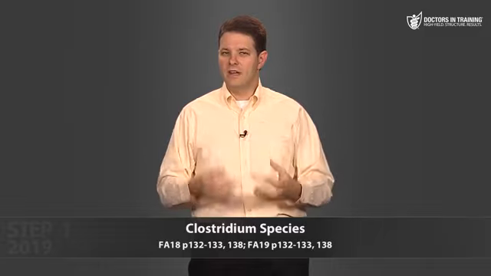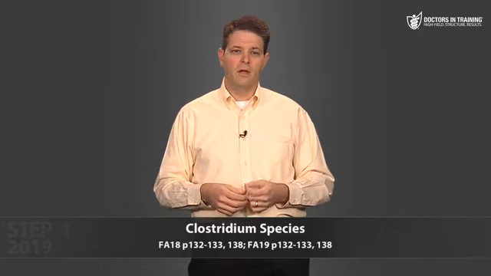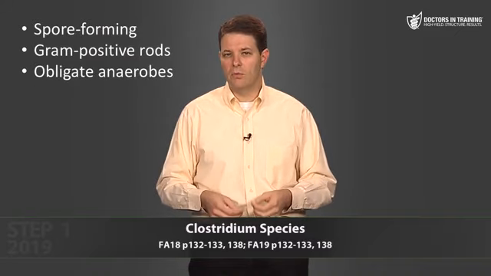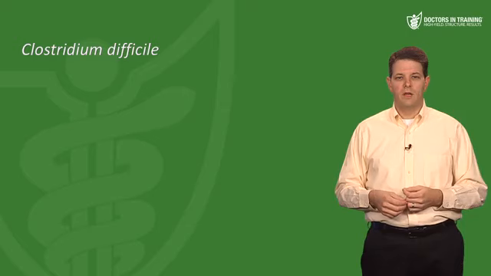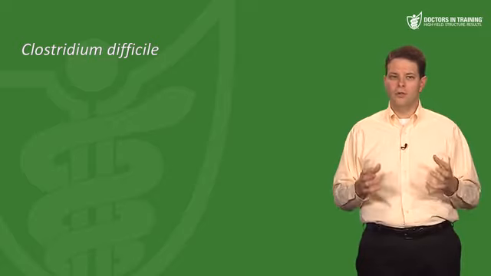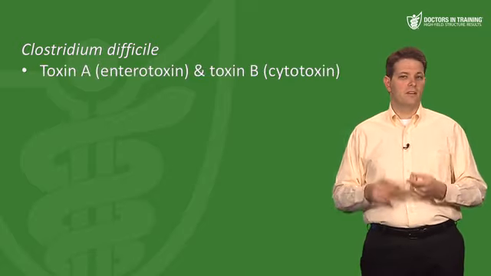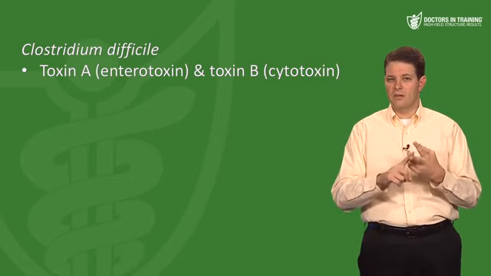Now, these are all very testable, and at least one of these is something you're probably going to see a lot of in the hospital. Clostridia are spore-forming gram-positive rods that are obligate anaerobes. There are 4 main Clostridium species that we're going to discuss. Clostridium difficile, or C. diff, is one that you'll probably get to know all too well during your clinical years. C. diff makes 2 major toxins, toxin A, also known as enterotoxin, and toxin B, or cytotoxin.